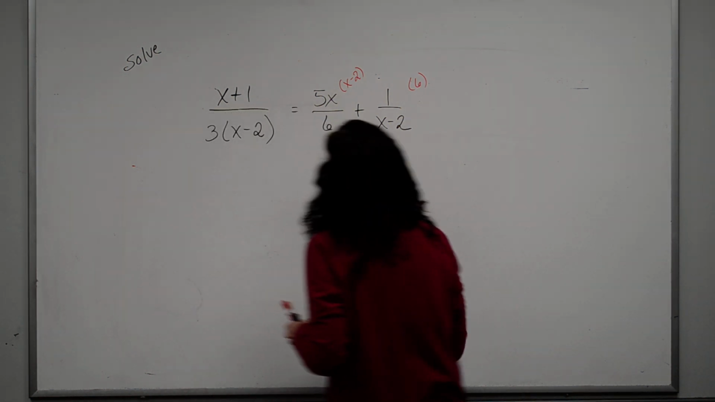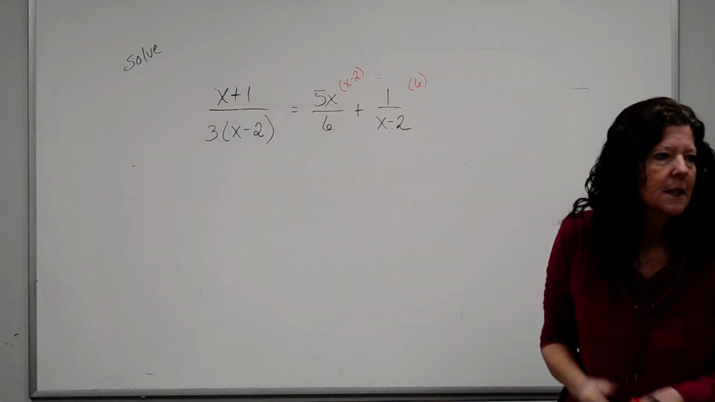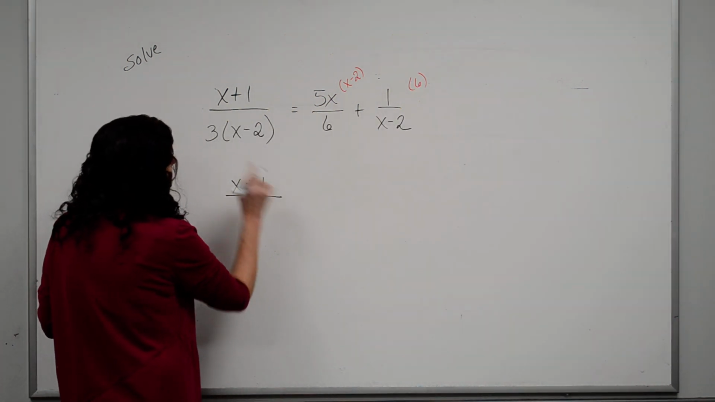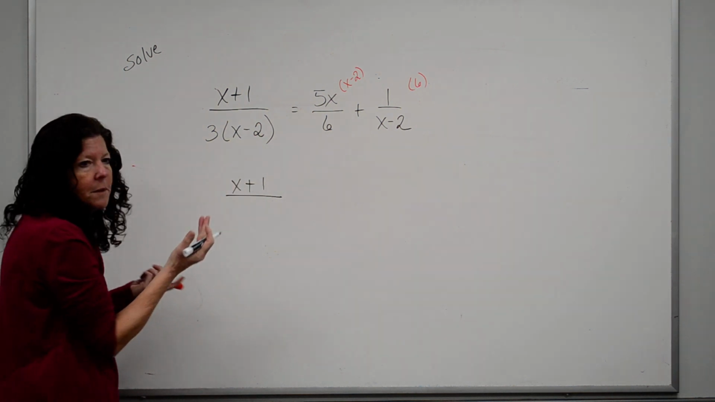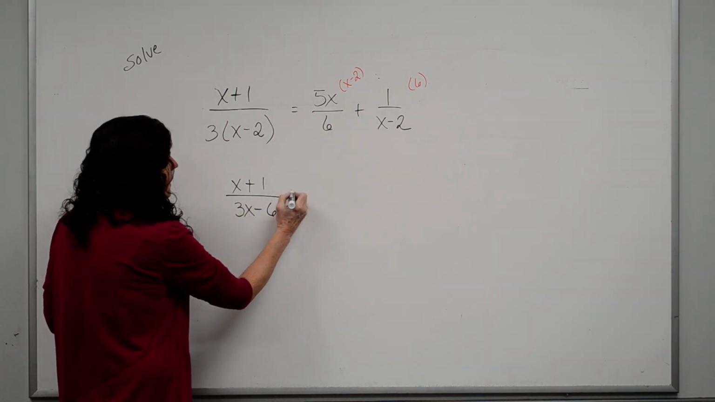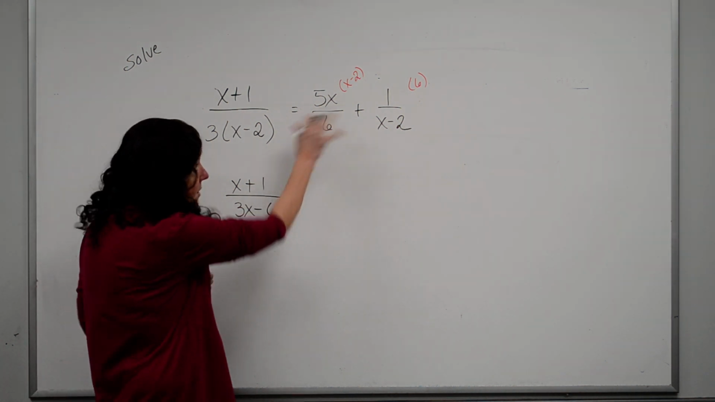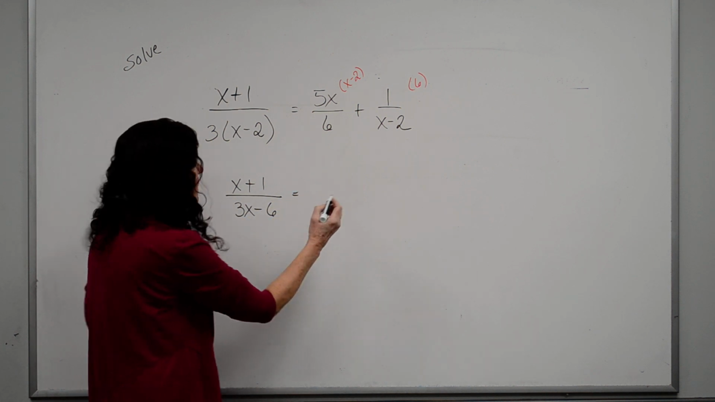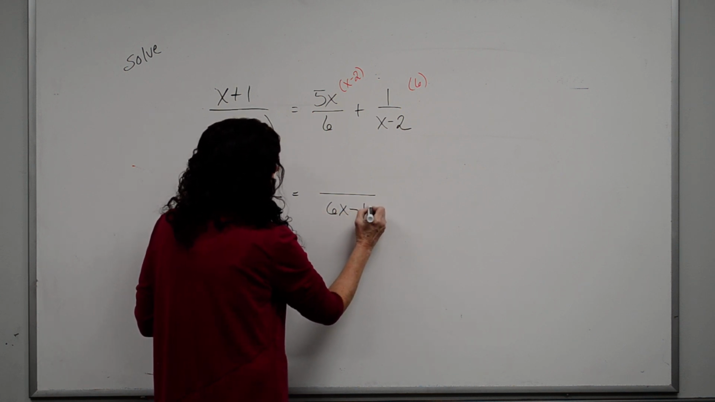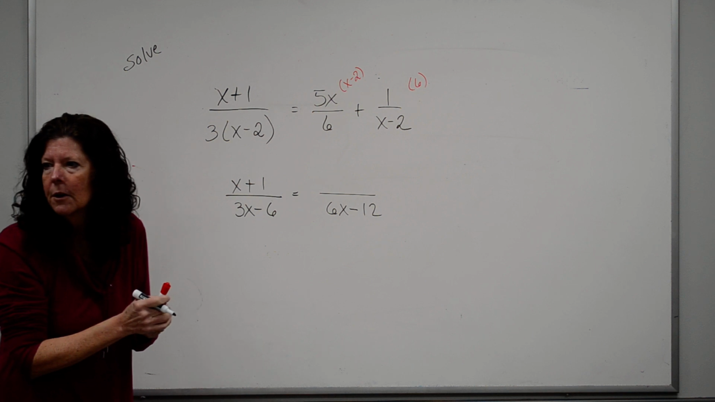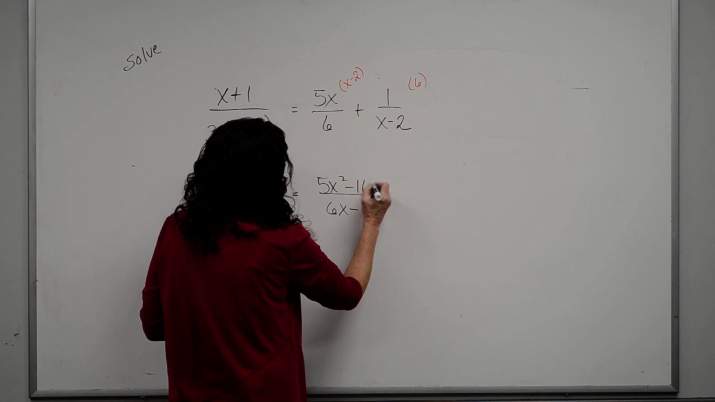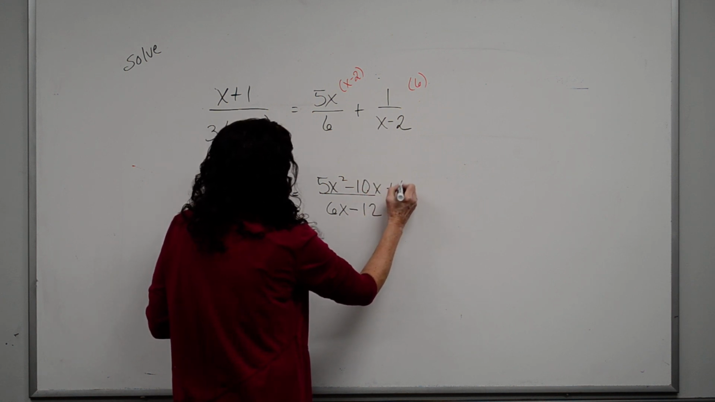The only thing I'm going to change here is I'm just going to find a common denominator on the right-hand side. This left side is going to stay the same. In fact, what I will probably do is go ahead and do the distributive property there just to compact it, so I have 3x minus 6. Over here, I'm still going to find the common denominator because I've got to combine those. So on the bottom, I'm going to have 6x minus 12 if I multiply those two things together. This is going to be 5x squared minus 10x plus 6.